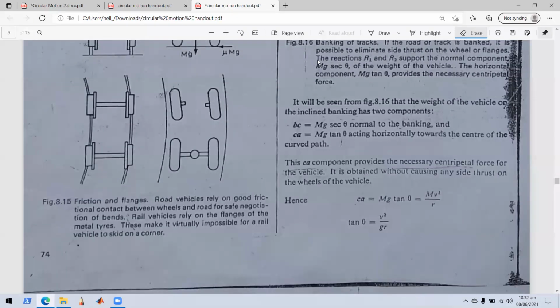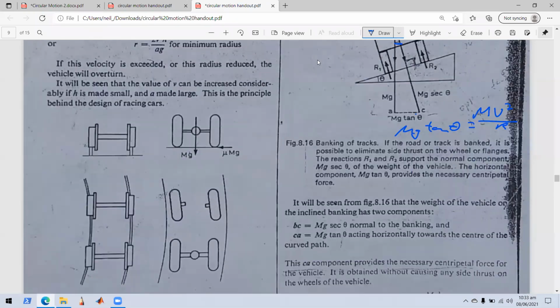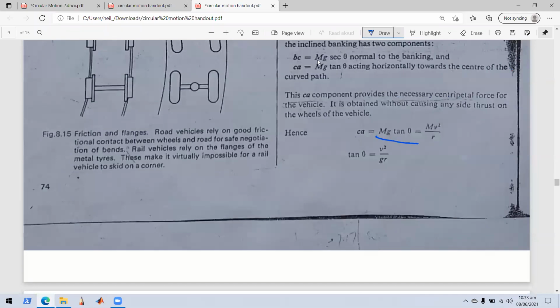Okay, now the centripetal force is going to come from the horizontal component, right? The component acting here. That's where the centripetal force is going to come from. So we can easily establish that mg tan theta is equal to our m v squared over r. Of course, cancel out the m's, carry over the g, and we end up with tan theta is equal to v squared over gr. And from there, we can continue on with the question.